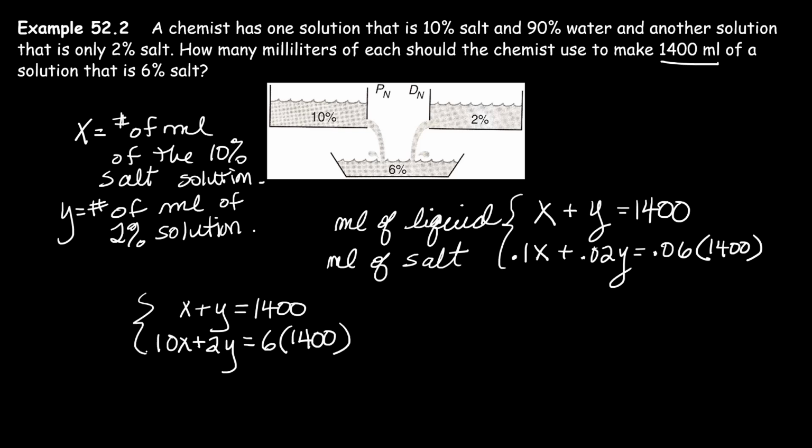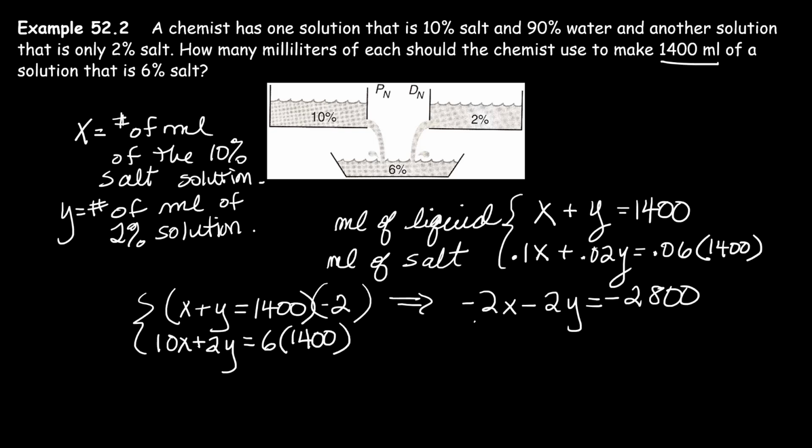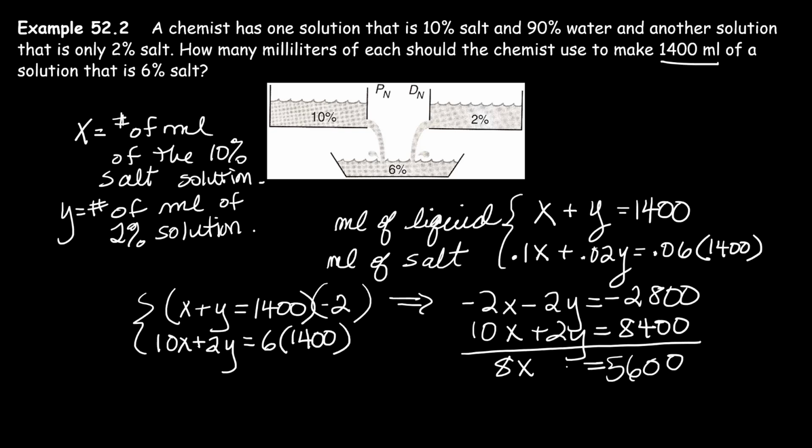I'm going to use elimination again because it's easiest to do. So I'm going to multiply the first equation through by -2 so that my y's will cancel. And I will end up with -2x minus 2y is equal to -2800. And then my second equation is still 10x plus 2y equals, and 6 times 1400 is going to be 8400. So when I add this up, the y's will go away, and I'll end up with 8x is going to be 5600, which means if I divide both sides by 8, x is going to be 700 milliliters.